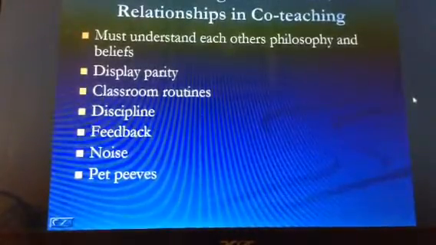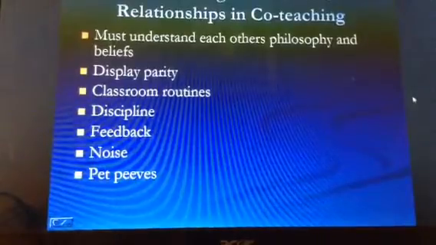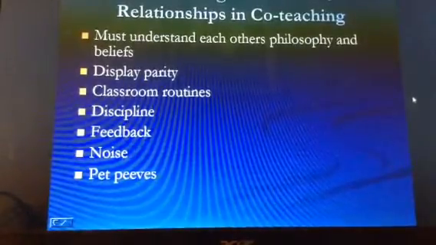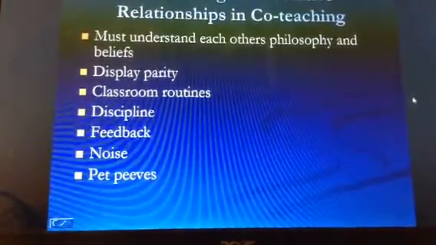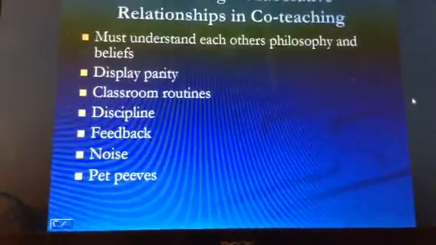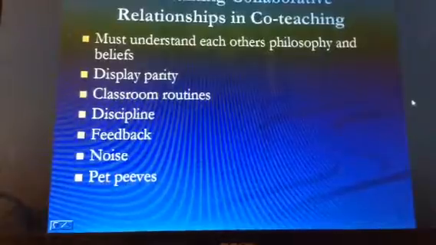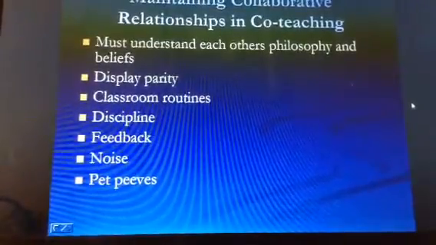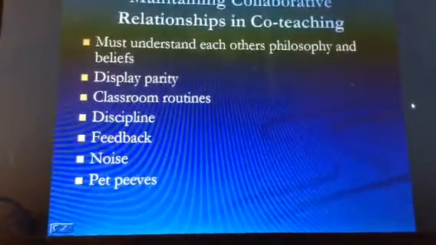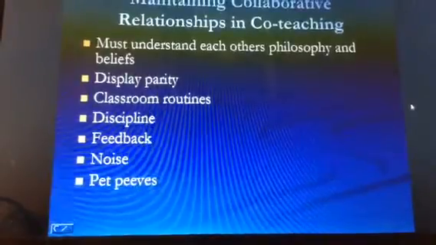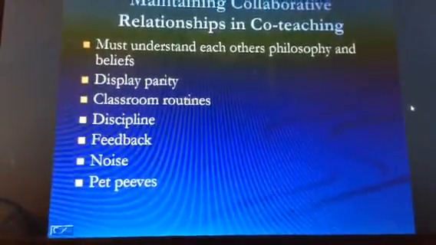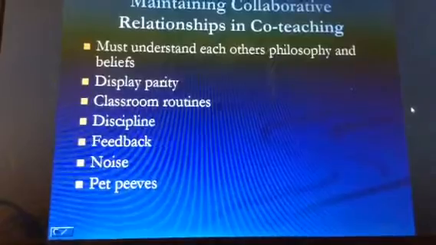Feedback. What is the best way to give feedback? How will they ensure that both positive and negative issues are raised? The noise. What noise levels are we comfortable with in the classroom? And pet peeves. What aspects of teaching and classroom life does each of us feel strongly about? And how can we identify our pet peeves so that we avoid them?